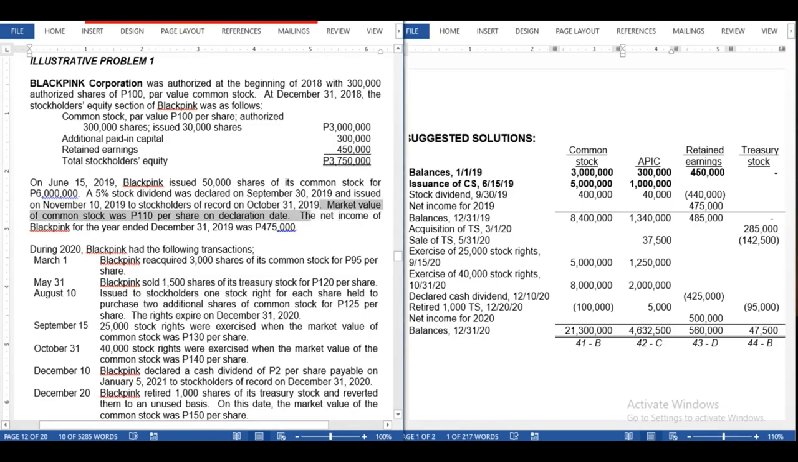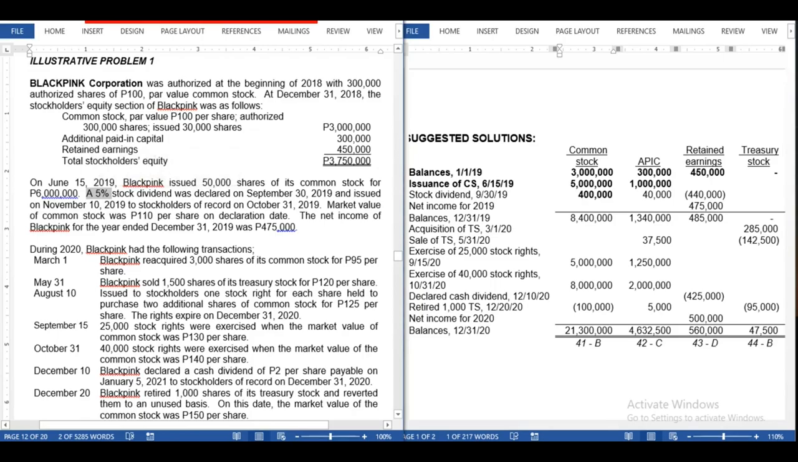So the market value of the common stock was 110 per share on the declaration day. So remember the small share dividends and the large share dividends. This is a small share dividend, right? Because it is 5%. Therefore, the basis for the shares is at market value. Because for large share dividends, the basis will be the par value. So in this case, don't forget again that the common stock is issued at par value. So that's why, where is it? Yeah, 5% of 30 and the 50.